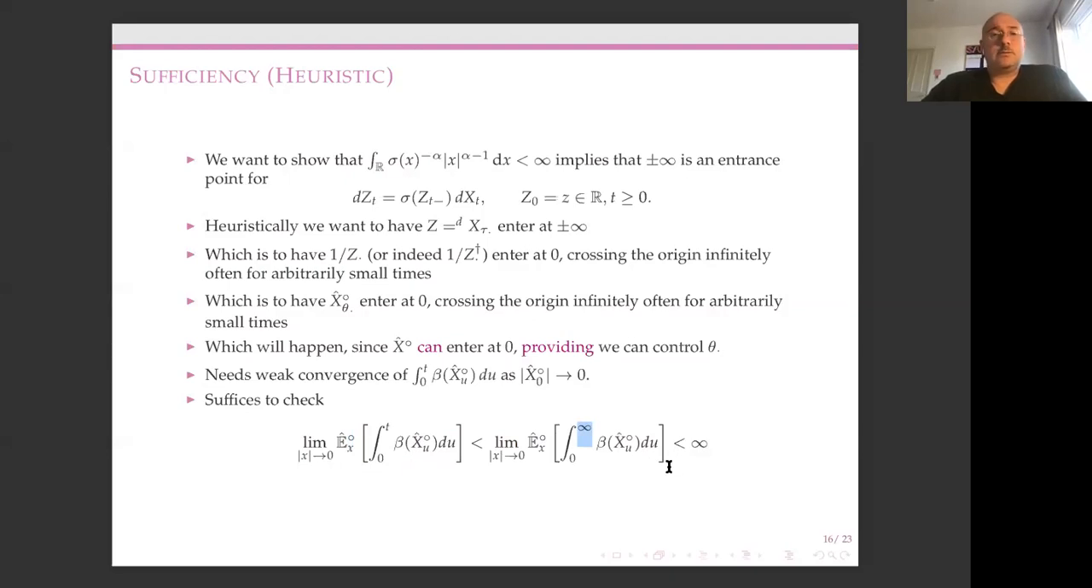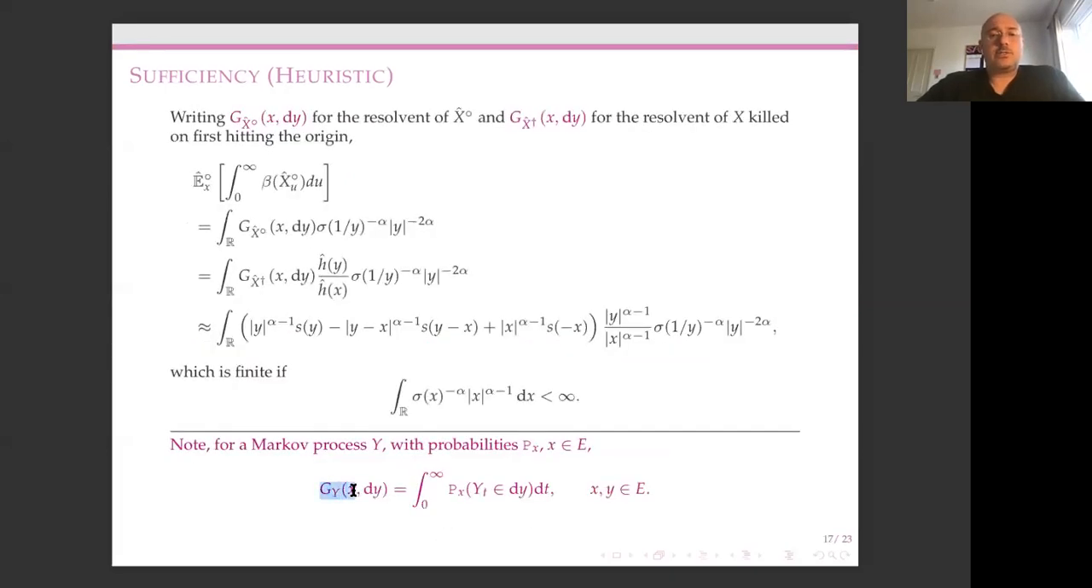Okay, well, here I've got some notation at the bottom. So I'm using this term here for a resolvent of a Markov process y. So any Markov process y has resolvent gx dy. So back up here, I want to control this guy here. So how do I do that? Well, I'm going to first write it out in terms of its resolvent. So there's the beta function appearing here. This is the resolvent of the negative stable process conditioned to avoid the origin.